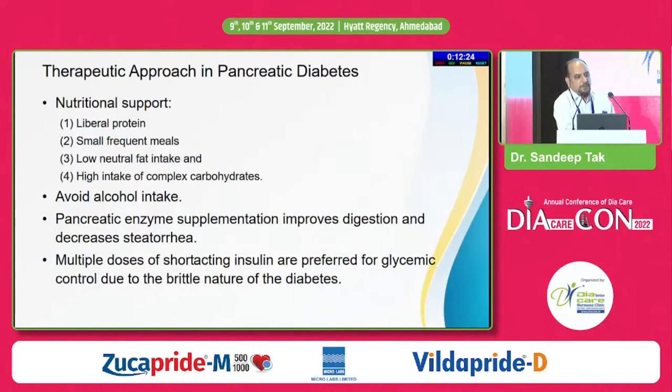So, therapeutic approach to pancreatic diabetes. These patients definitely need nutritional support because they are malnourished. Liberal protein intake, frequent small meals, low neutral fat intake because they have a fat intolerance, high intake of complex carbohydrate. Alcohol should be absolutely avoided. Pancreatic enzyme supplementation, definitely these patients need to avoid malabsorption syndrome. And multiple doses of short-acting insulin is usually preferred in these patients.